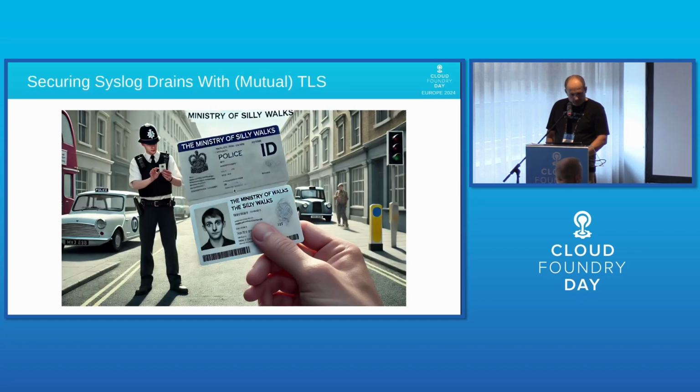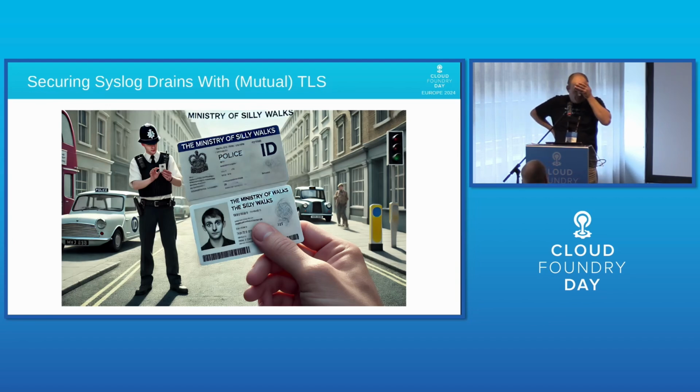So the other thing: you can configure security or secure your Syslog Drains with TLS or MTLS. But what most people don't get is where should the CA go, where should the certificate go, where should the password go.